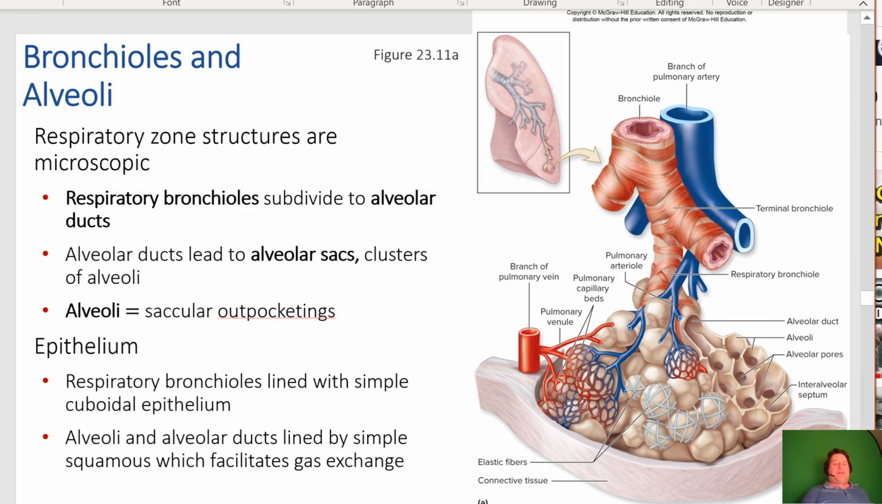And again, the epithelium, by the time we get down to those, in the bronchioles, respiratory bronchioles, you're looking at simple cuboidal. By the time we get to the alveoli, where the gas exchange takes place, we're talking about simple squamous.